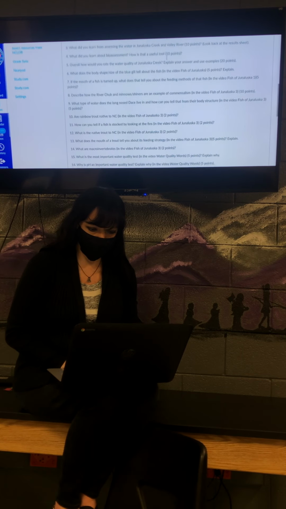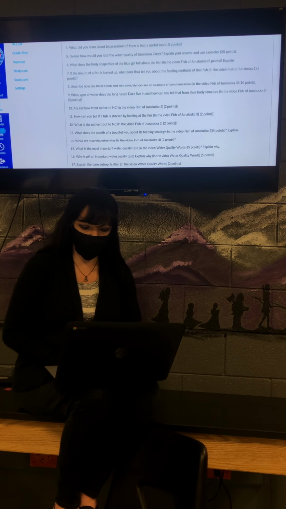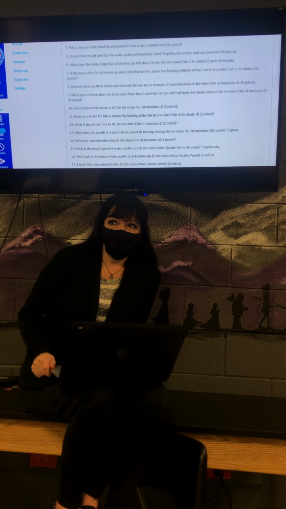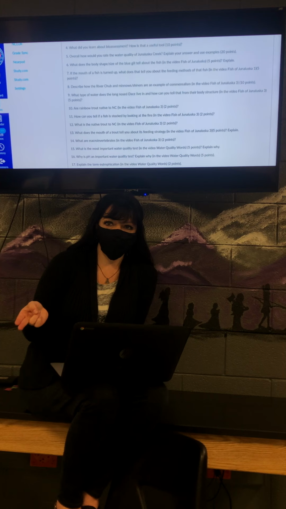That's number 3. Okay, number 4, what did you learn about bioassessment and how is that a useful tool? Bioassessment is not something that every class got to look into, but it's where you use animals to tell if the water quality is good. We touched on it a little bit when we talked about the fish. There's a species of fish that we have in the streams around here that likes it cold. It likes a lot of oxygen. What is that fish? Trout.